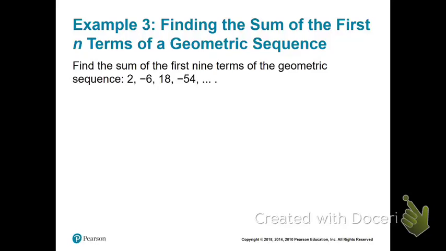All right, so for example 3, it says find the sum of the first 9 terms of the geometric sequence 2, -6, 18, -54, etc. All right, so we're after the sum of the first 9 terms. So this is a sum of a finite sequence. All right, so we know that S sub n equals our first term times 1 minus r raised to the n over 1 minus r.